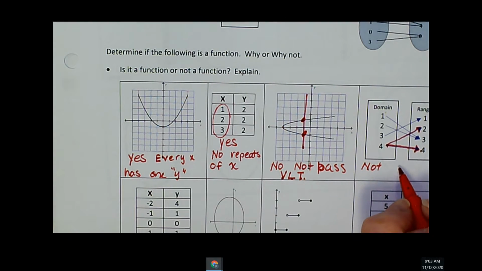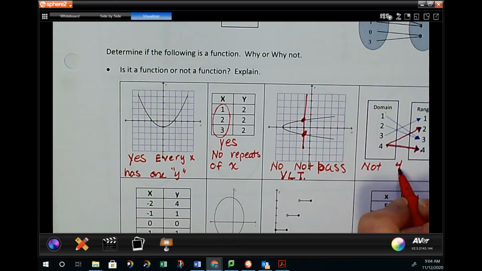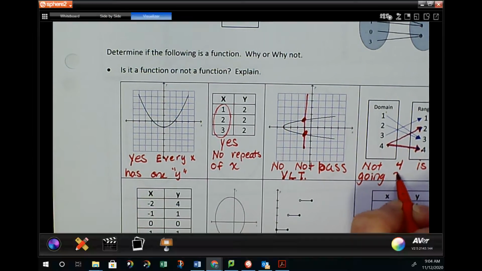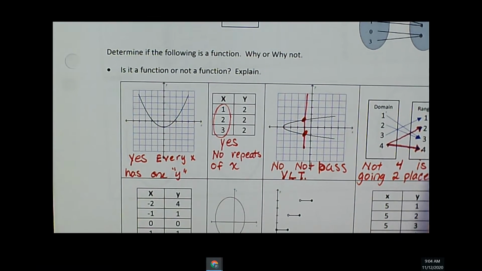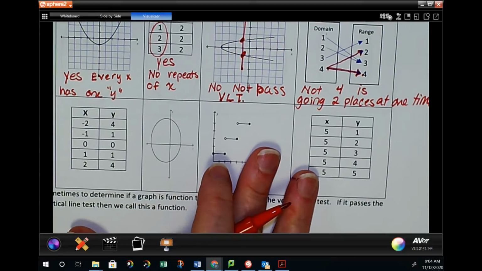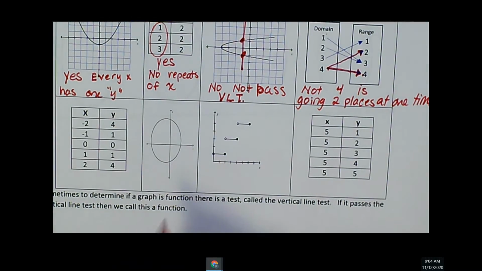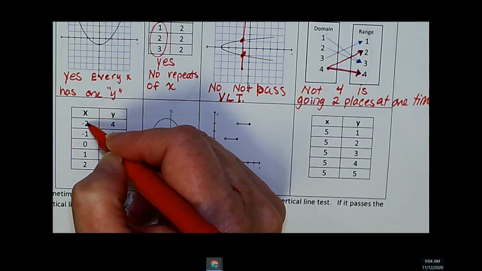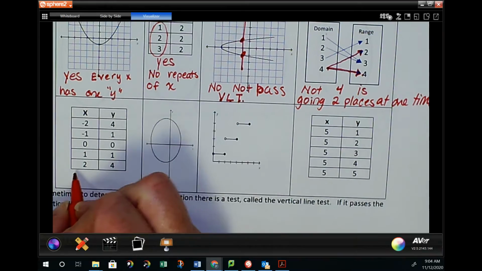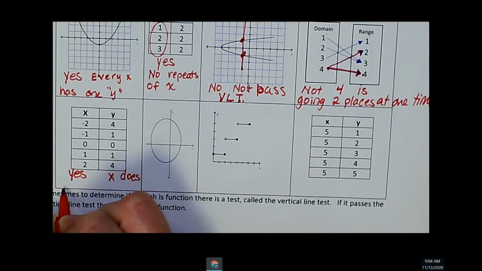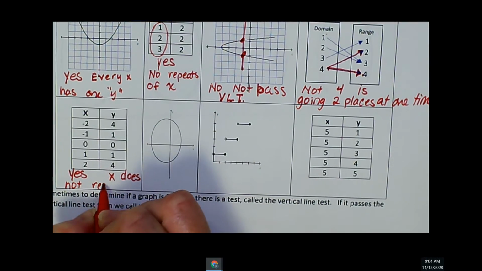So this is not, and 4 is going to 2 places at one time. You can also say that 4 is dating 2 people at one time. I don't care how you want to say it, just so it makes sense to you. So again, this is a table, so I'm going to look at this, and nope, no repeats. So this is a yes. X does not repeat.